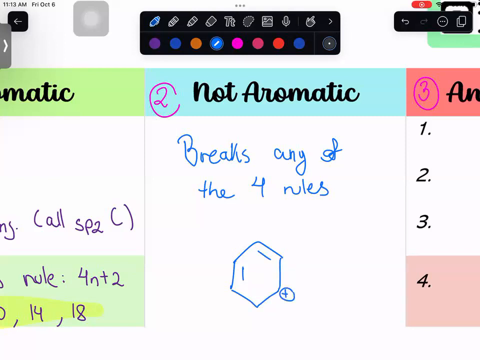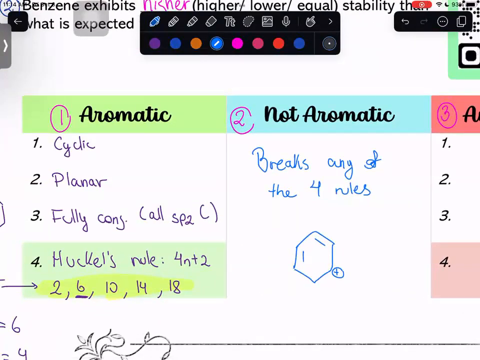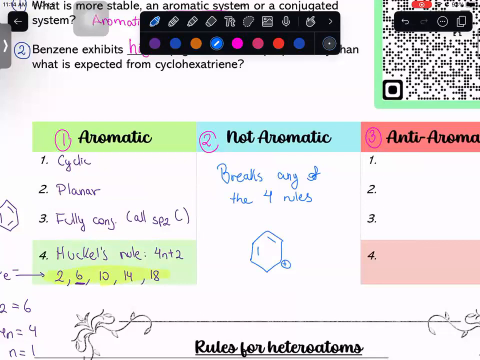Okay, and let's go through the criteria for aromatic. First of all, that molecule in blue, we know it's cyclic. We know it's planar. Is it fully conjugated? No. So, because we're breaking the fully conjugated rule, it's going to be a non-aromatic molecule. Okay, so far we're good. This one is simpler.